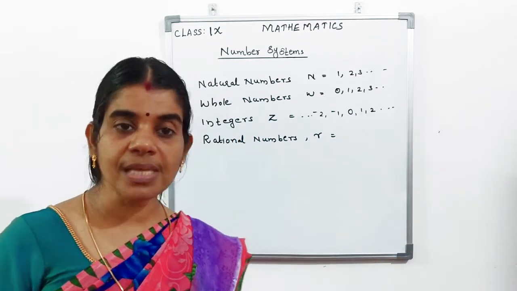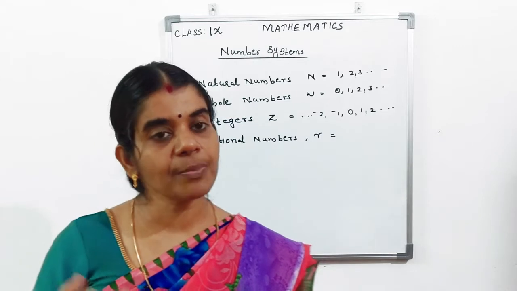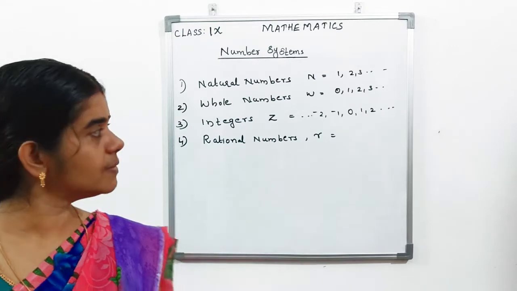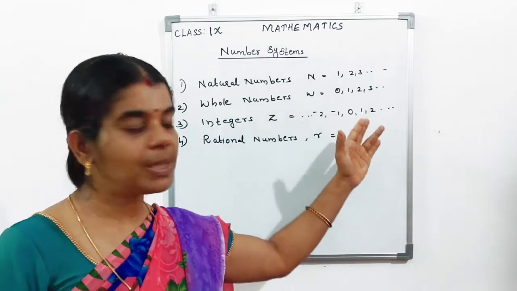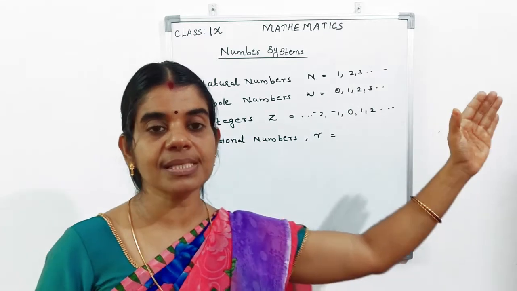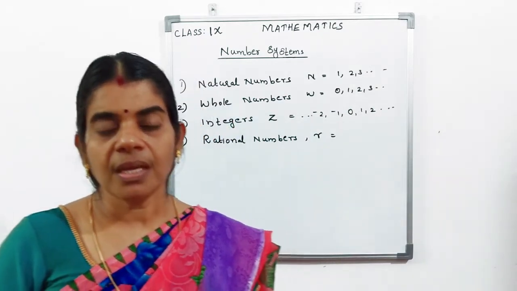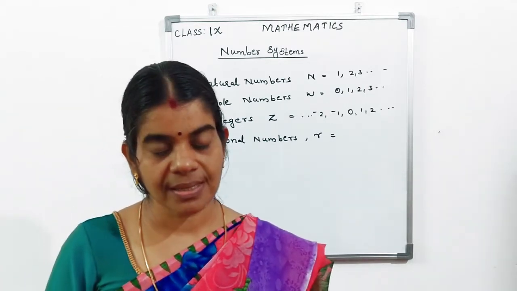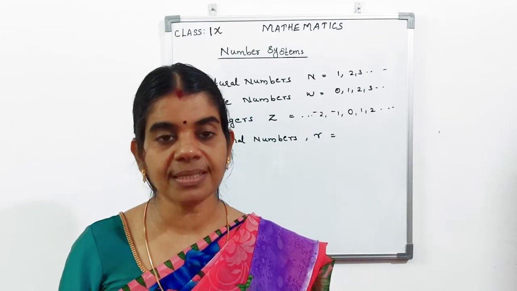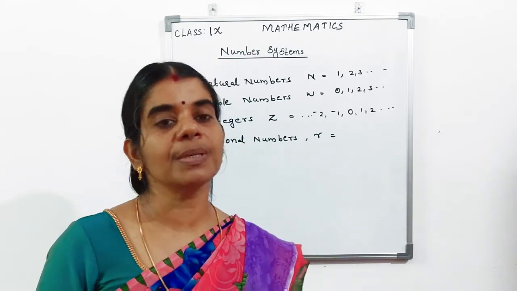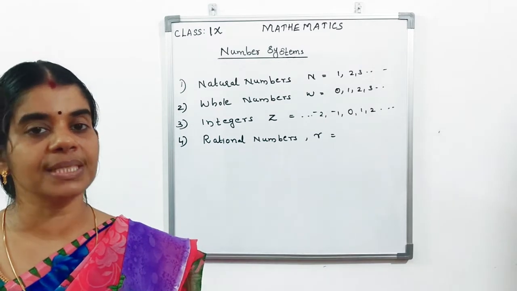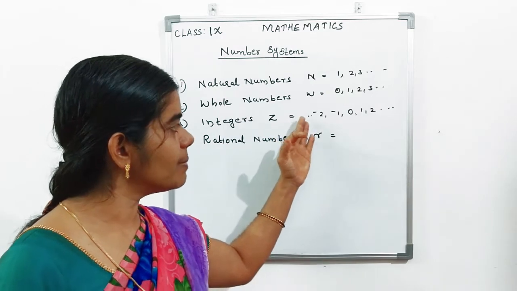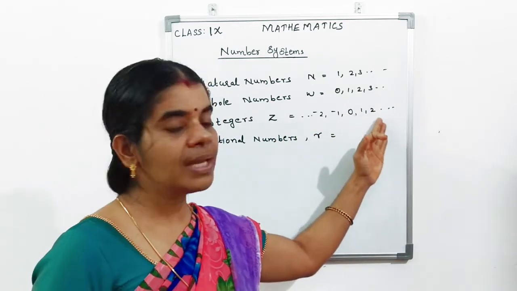Then if you put 0 also into the natural numbers, they become whole numbers. Therefore, the smallest whole number is 0. We can represent it by the letter W = 0, 1, 2, 3, etc. This is the collection of whole numbers. If you put negative numbers also into this collection, it will become integers. Integers means positive numbers are there, 0 is there, and negative numbers also will be there. All together they form the collection of integers. Normally we use the letter Z, with negative numbers, zero, and positive numbers also.